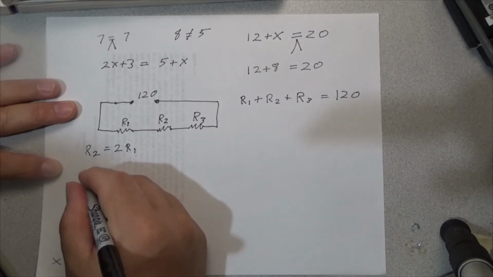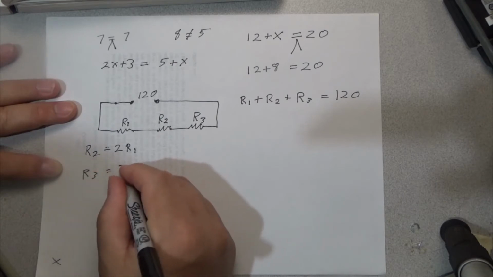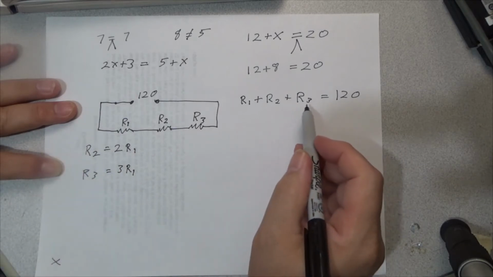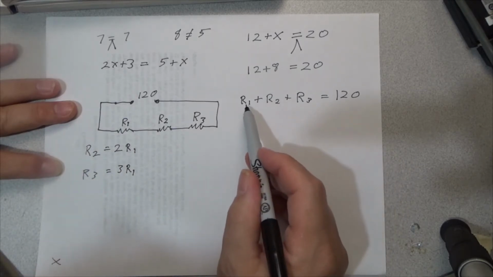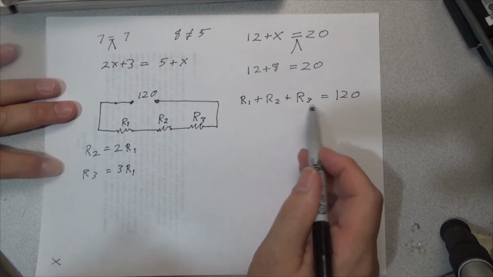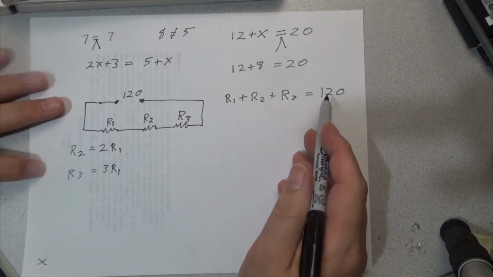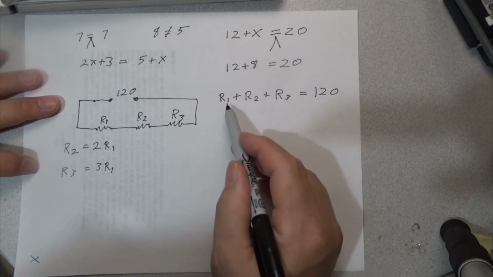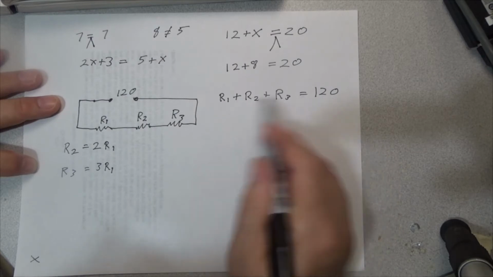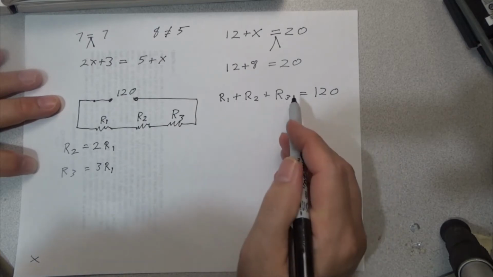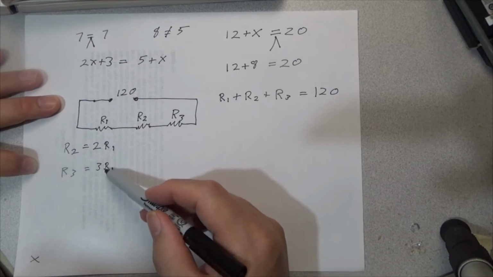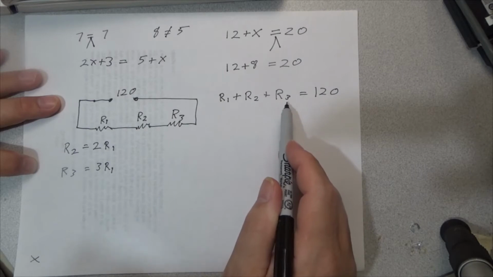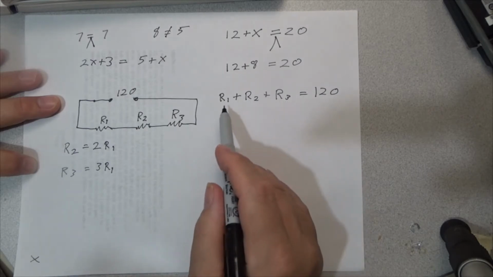So R3 is equal to 3 times R1. Over here we have the equation for all 3 of them: R1 plus R2 plus R3 is equal to 120. So we know if we add them all together we get 120. But we have 3 unknowns here, and we cannot solve for 3 unknowns in this situation. So these 2 equations right here will help us put R2 and R3 both in relation to R1.